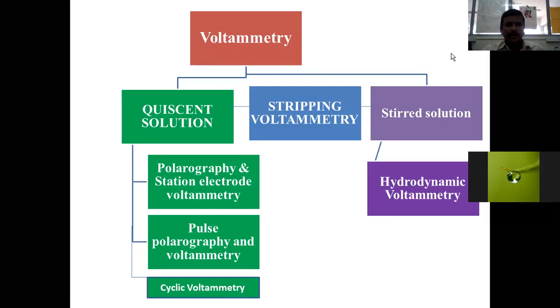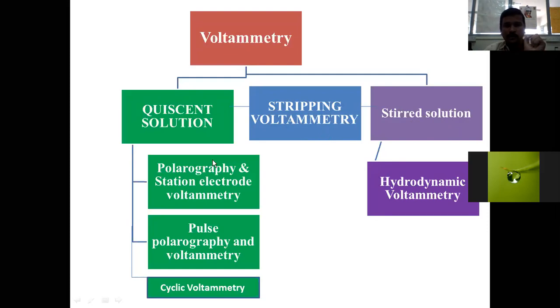This can be done in two ways. The solution must be kept quiescent or under stirred mode. Either throughout the analysis the solution keeps on stirring, or throughout the analysis the solution is kept quiescent, meaning we should not disturb the solution. But both states, stirred and quiescent, are employed for the stripping voltammetric technique. You will come across the principle of stripping voltammetry when we come to that topic.